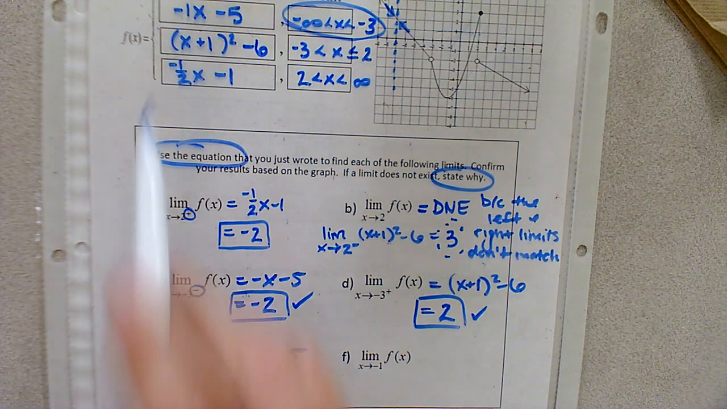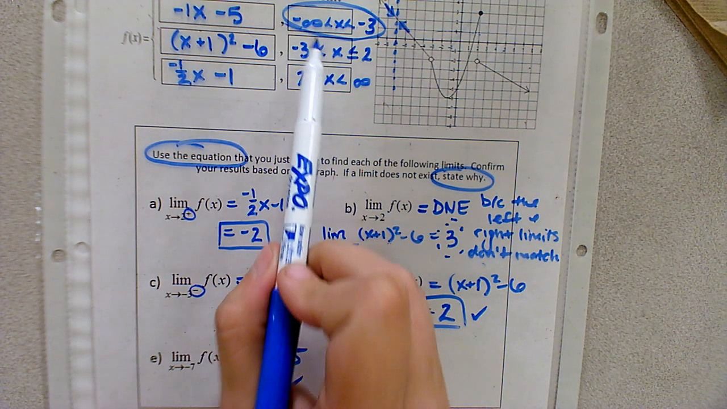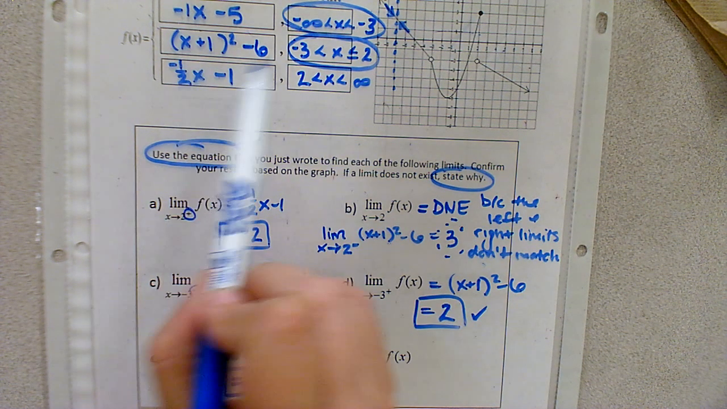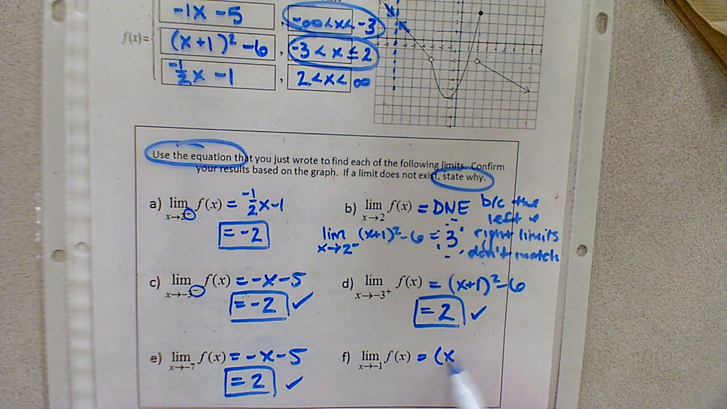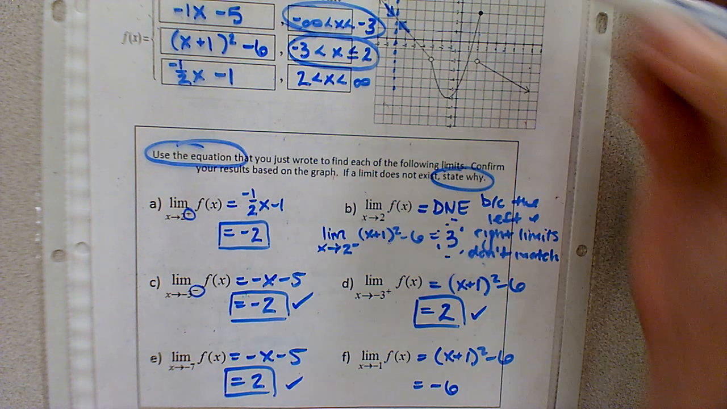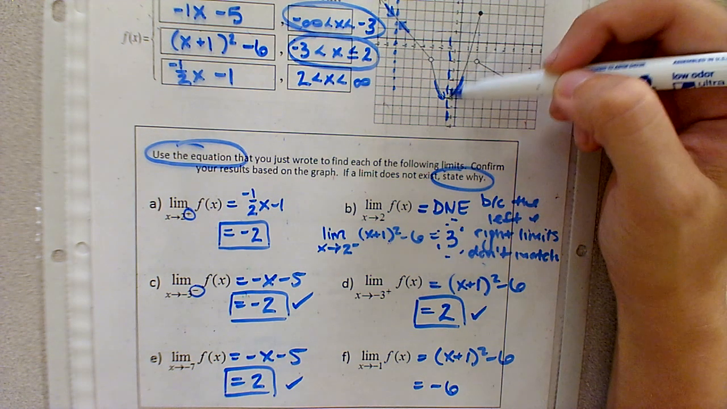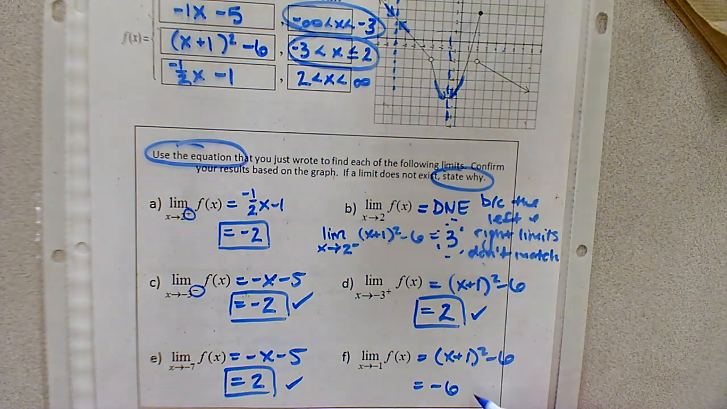Checking out -1. Okay, -1 is completely found within this constraint, so we're only going to use that equation. And direct substitution, we'll get 0 minus 6, or -6. So as we approach -1 from the left and the right, they're meeting up at -6.